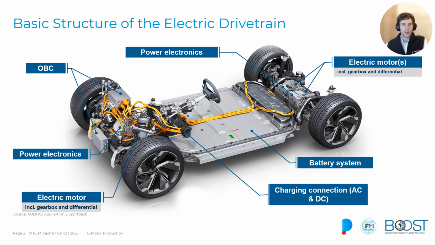The battery is most of the time in the bottom of the car, which helps with the center of gravity and creates space in the interior or the trunk. To charge the battery, we have a charging connection like a fuel cap and an onboard charger, OBC, to convert the AC of the charging station or out of the recuperation to the battery's DC.